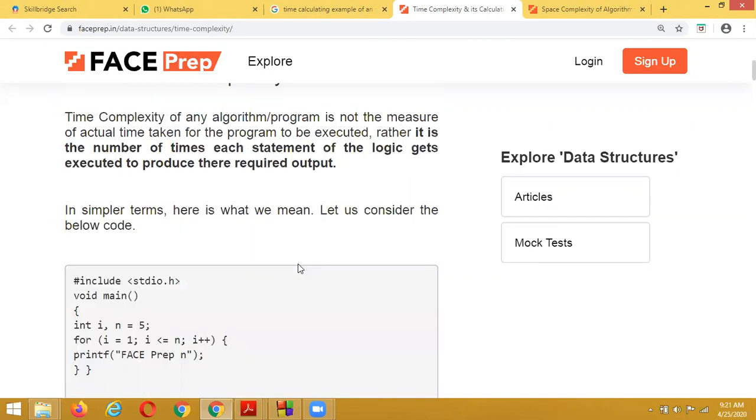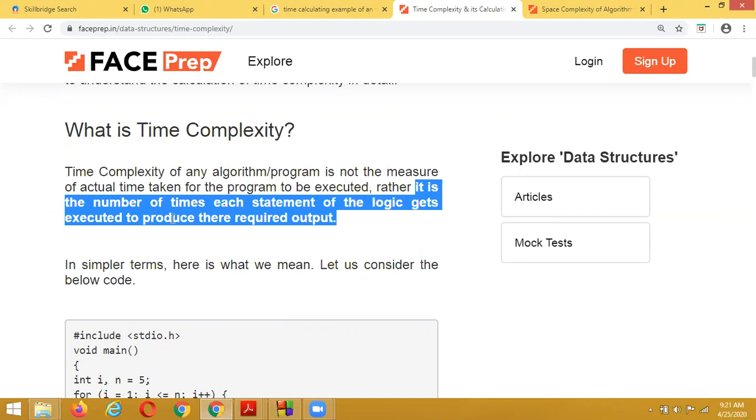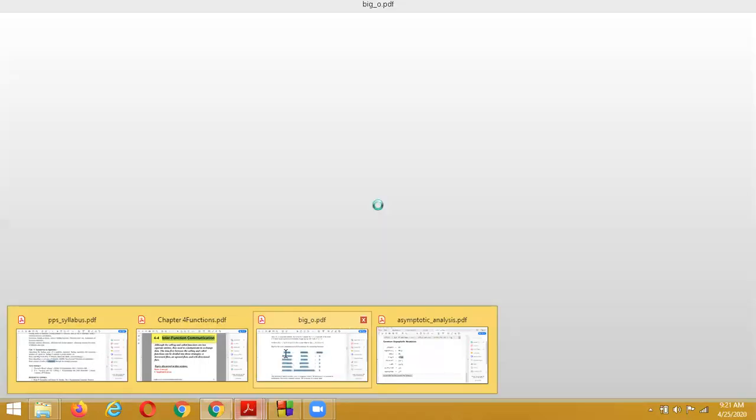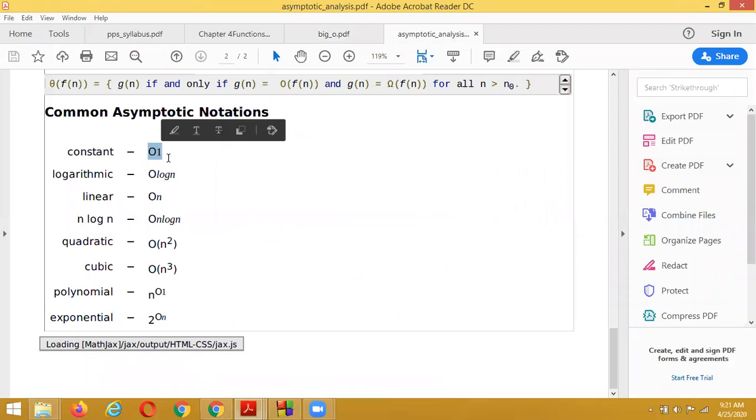And here all of you know what is meant by time complexity: it is the number of times each statement of the logic gets executed to produce the required output. Now the important thing we want to know here is when we indicate O of 1, when we indicate O of log n, and when we indicate O of n, like this.